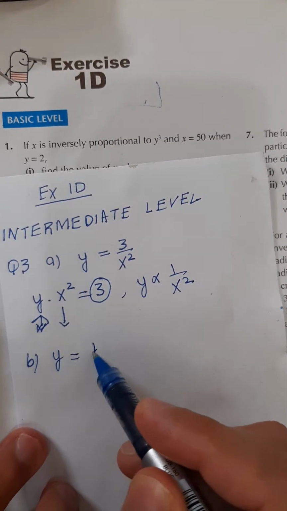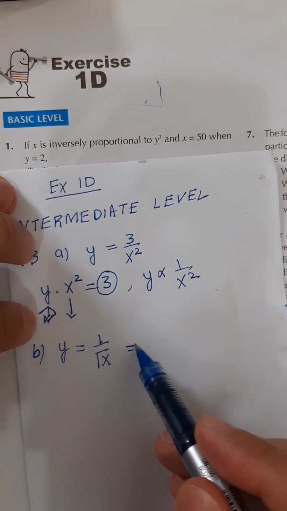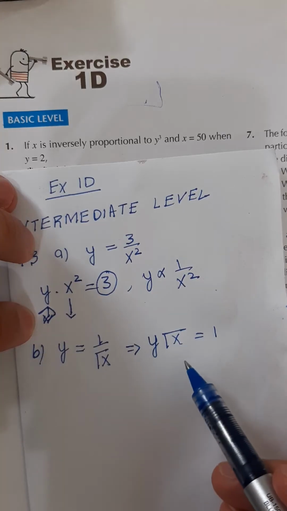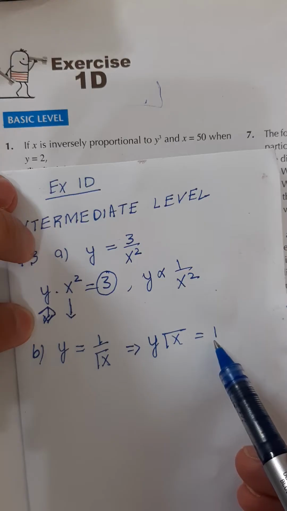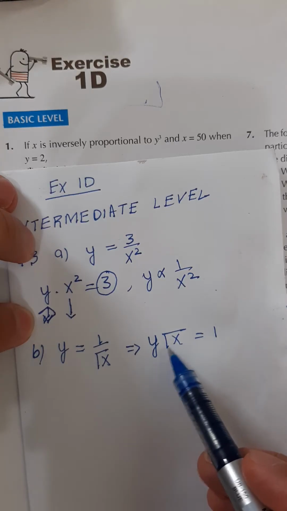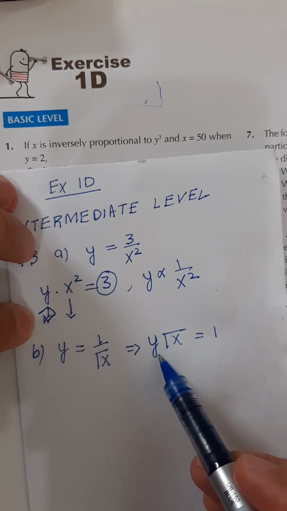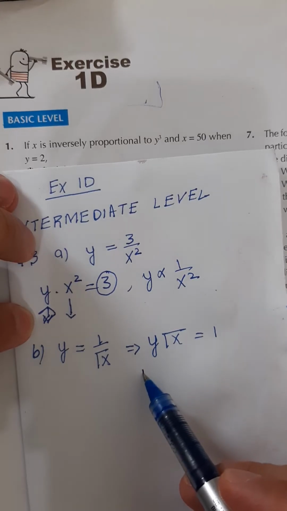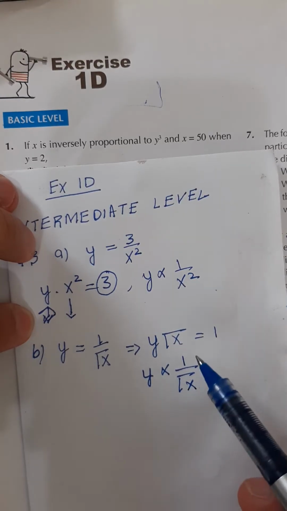In part B, they have given us y is equal to 1 over under root x. Now here you can write it as y multiplied by under root x is equal to 1. Because the product of y and under root x is a constant, the answer for the product will always be equal to 1. Hence, I can say that y is inversely proportional to 1 over under root x.